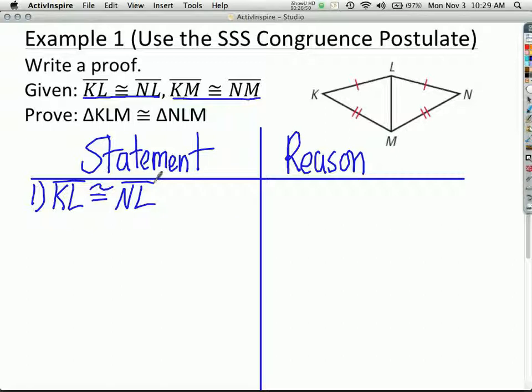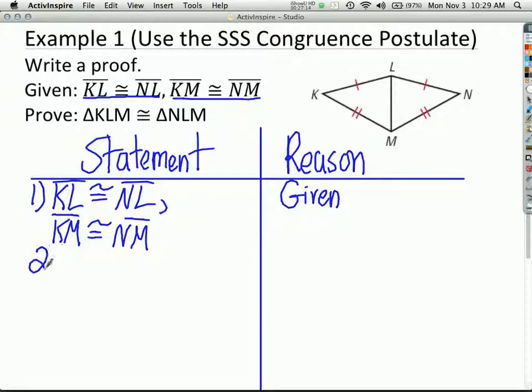We can wrap both pieces of evidence into the same statement if we want to be super lazy. That's not really being lazy, that's just being efficient. So then we're also given that segment KM is congruent to NM. It was also given. So we just have to find that 3rd piece of evidence. So what's the 3rd piece of evidence that we need? Fung?